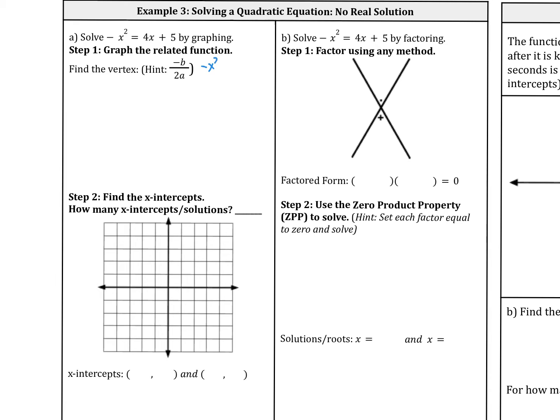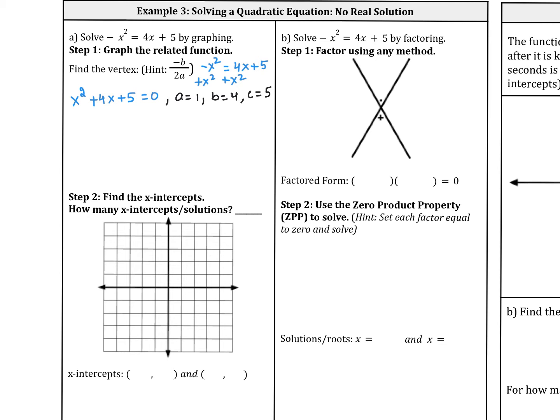So the equation is negative x squared equals 4x plus 5. You're going to add x squared on both sides. So your equation is going to look like x squared plus 4x plus 5 equals 0. So this side becomes 0 and this side is x squared plus 4x plus 5. Now we're going to recognize what a, b, and c are. So a is 1, b is 4, and c is 5.